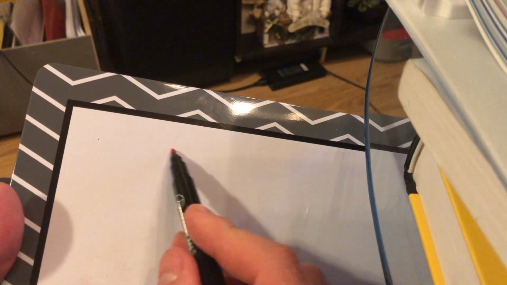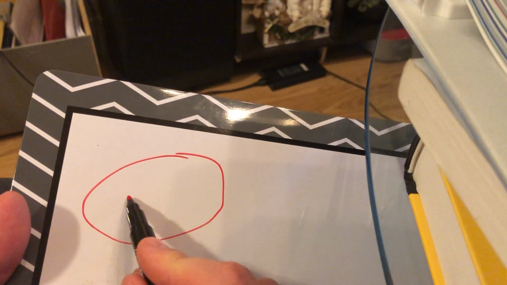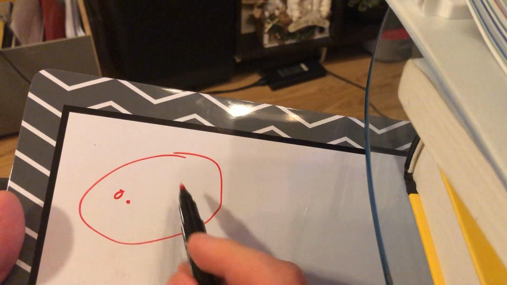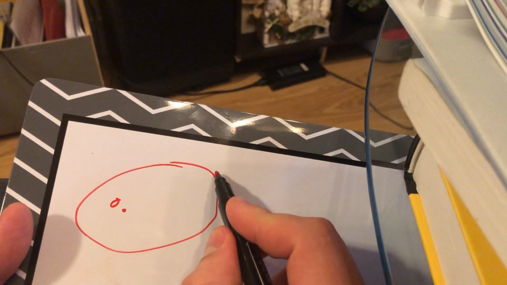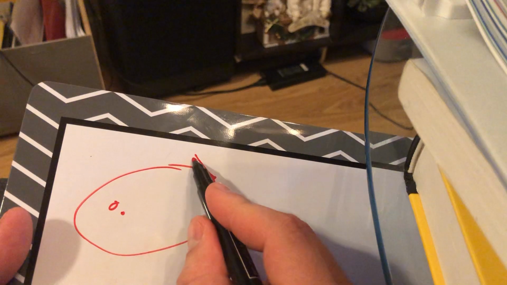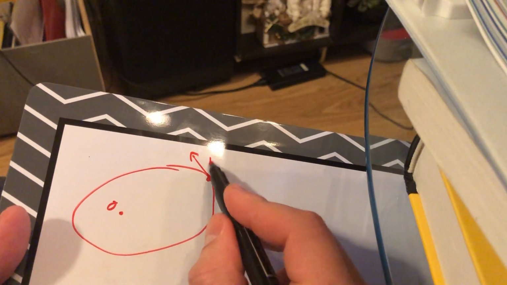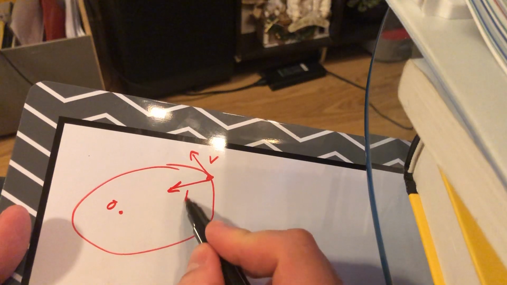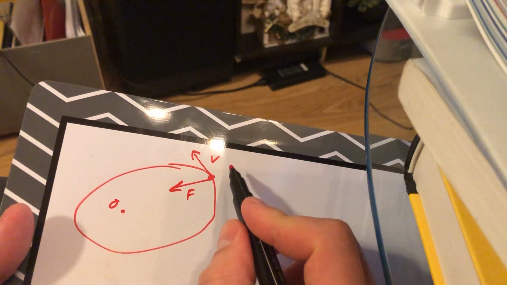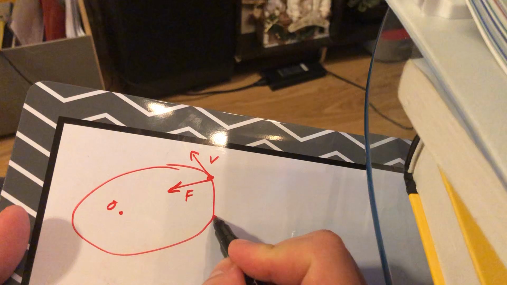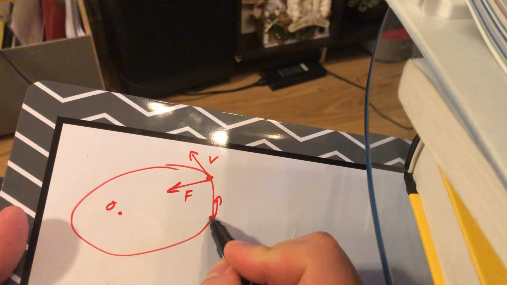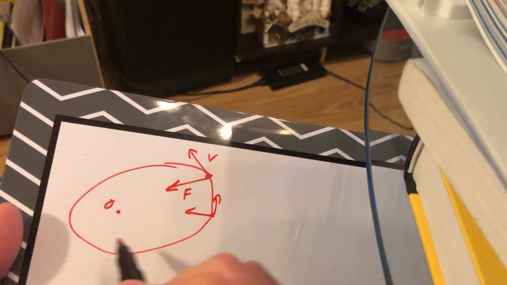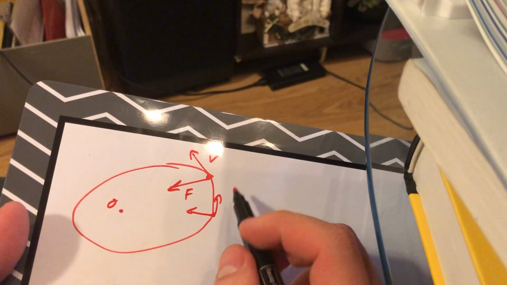Okay, so what do we got going on? What is this thing saying? It's saying we got a central point O. We've got a particle here. The particle has a velocity in this direction. It's experiencing a force in this direction. And let's imagine it was here earlier. It's going around. It's an elliptic orbit.